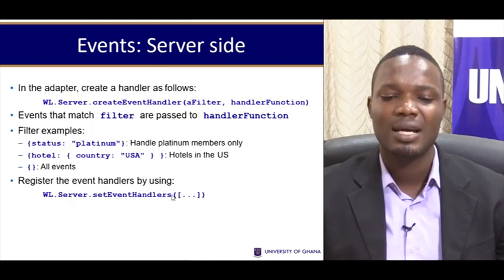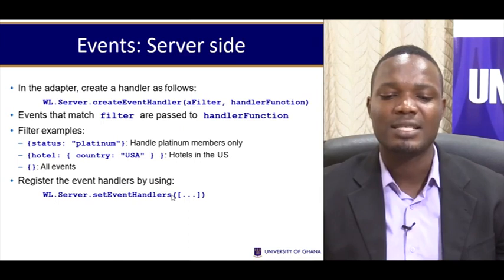In the adapter, we create a handler as follows. So the first one we saw is events on the client side. Now on the server side, if we want to have that, we need in the adapter to create a handler as follows. So we'll use the WL server.create event handler API, and then we pass in some parameters.